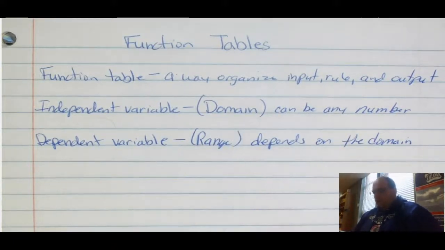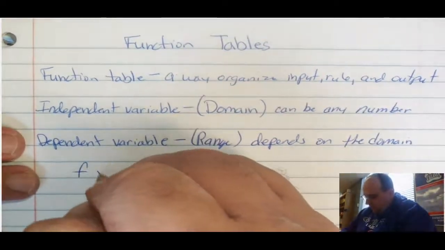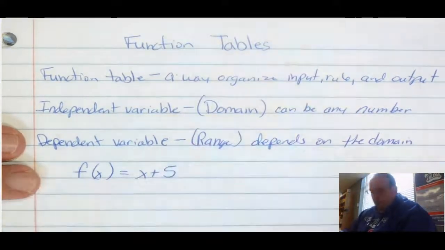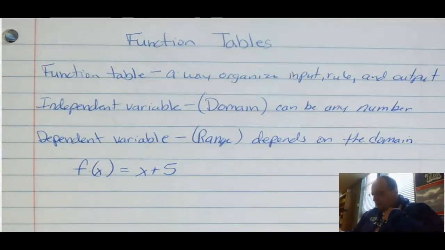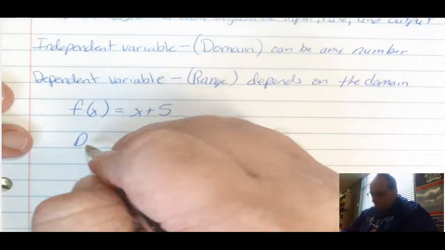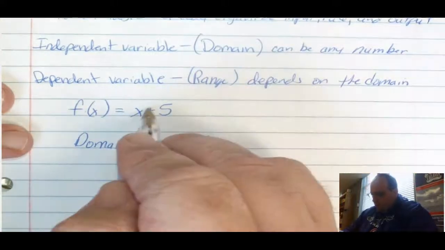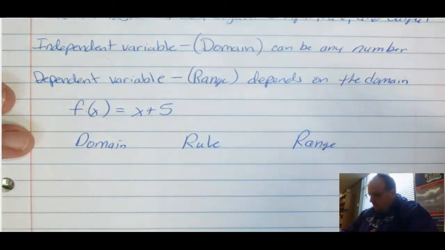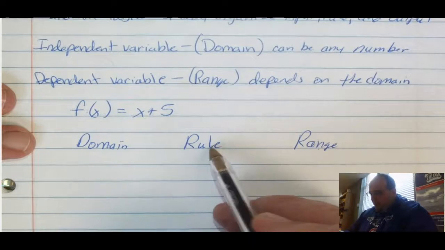All right, so let's go ahead and look at one. We're going to look at a function of x is x plus 5, okay? So that's our function. Function of x is equal to x plus 5. So let's go ahead and make a table. So what I'm going to do is I'm going to have a domain. I'm going to have the rule, which is just this, and then I'm going to have a range, okay? So again, domain is my input, range is my output, and then my rule, okay?